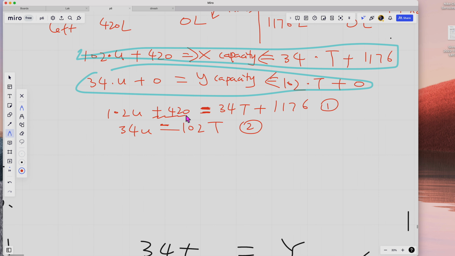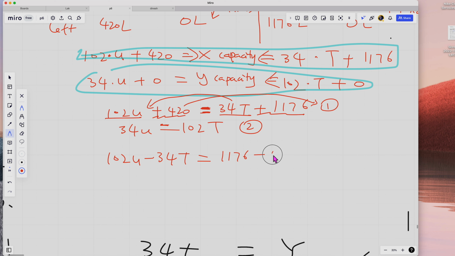So this is the number, and this is the letter with T, this is the letter with U. I'm going to arrange all terms with letters on the left hand side, then the numbers on the right hand side. When I talk about left hand side, right hand side, it is with reference to the equal sign in the middle. So I just move this over. So 102U, no movement. 34T, move forward becomes minus. Equal, so this 1176, no movement, copy down. 420, move forward becomes minus 420.